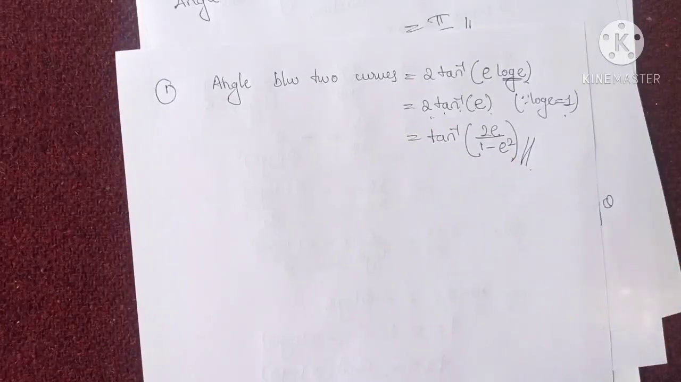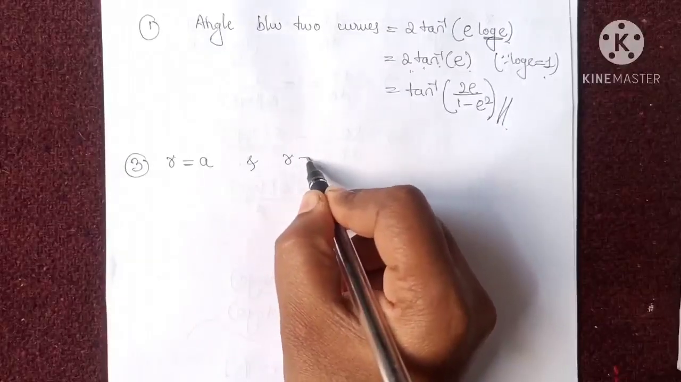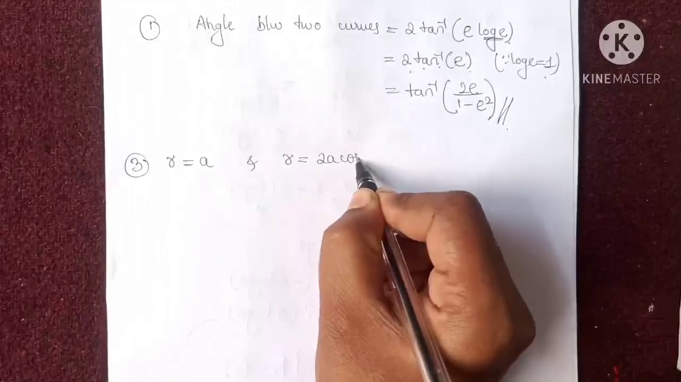Okay, next, r equals a and r equals 2a cos theta.